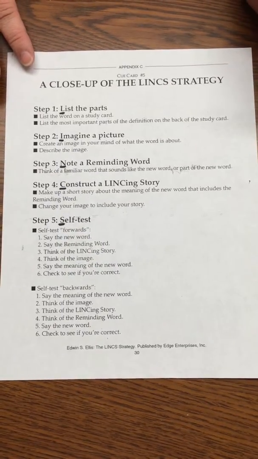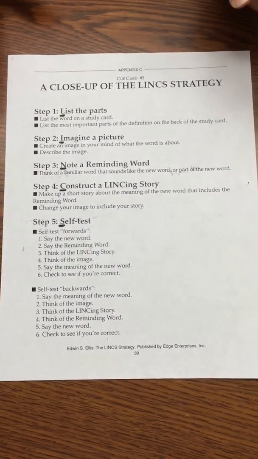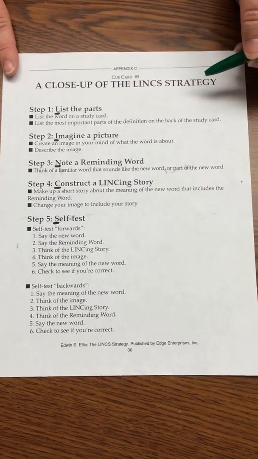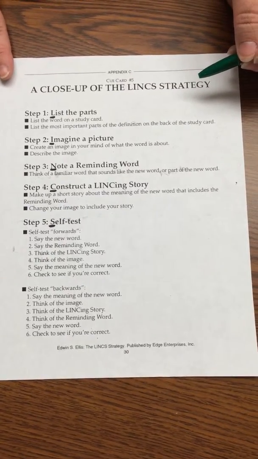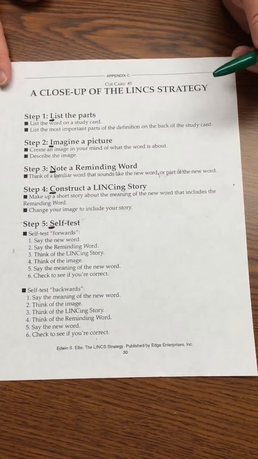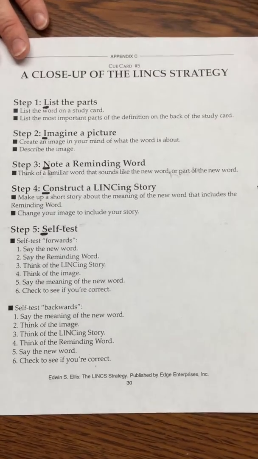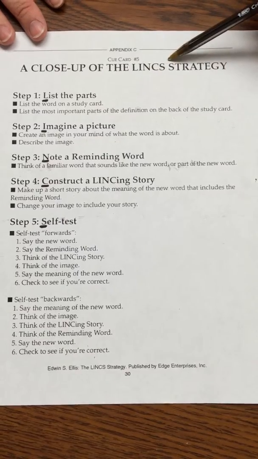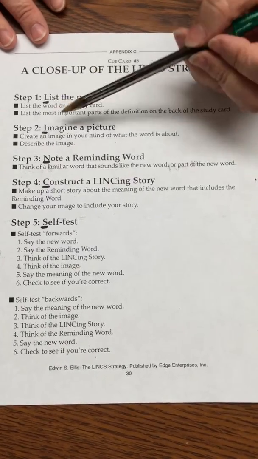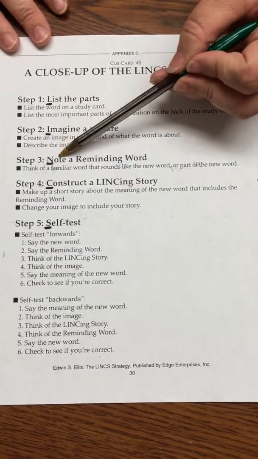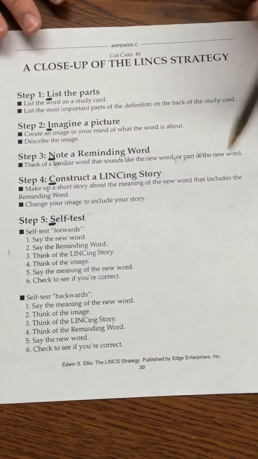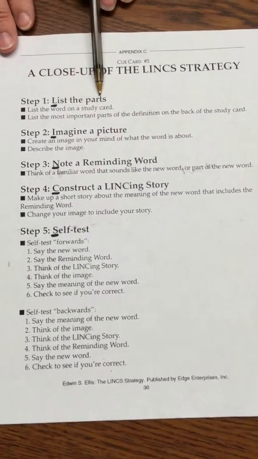Okay, this strategy is a great strategy to help kids remember the meaning of new vocabulary words that are introduced, especially those bigger science and social studies words that they're given in science and social studies class. But this is called the link strategy. The letters in links spell out list, imagine, note, construct, and self-test. The first step in that is to list the parts.